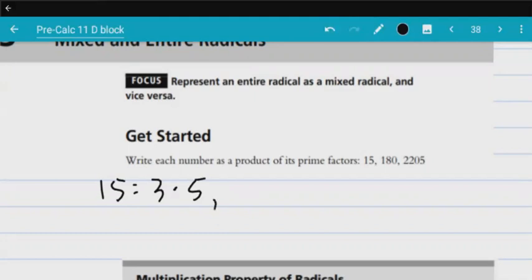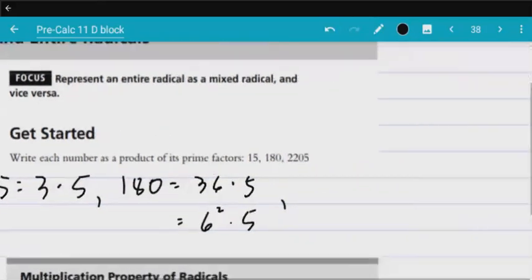What about 180? 180, that would be 36 times 5, right? And that would be 6 squared times 5, right?